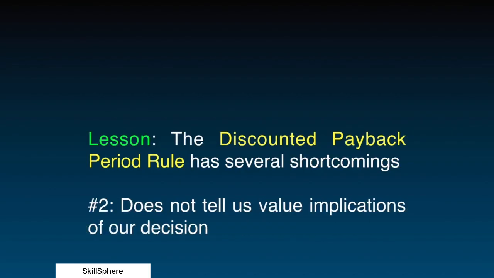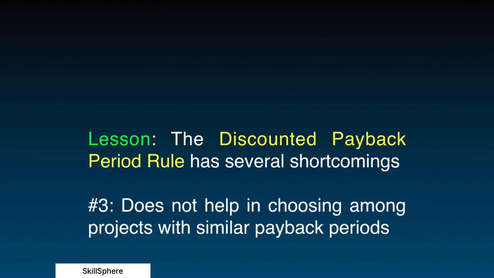Number 2, it's not telling us the value implications of our decision. It's not helping us quantify the effects of any decision that we make. It's also not helpful in choosing among projects with similar payback periods. So I've got 3 projects. They all have payback periods of 4. Which one do I choose if I can only choose one?